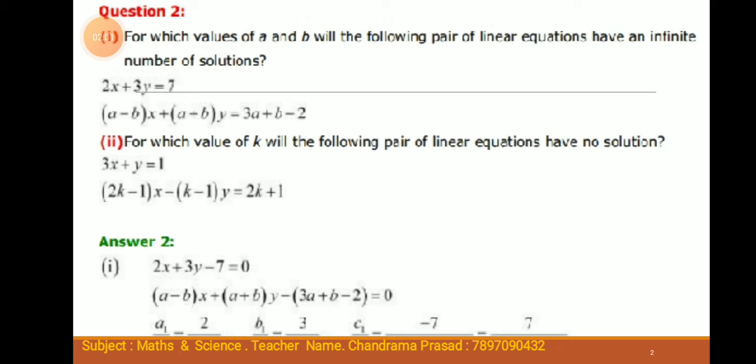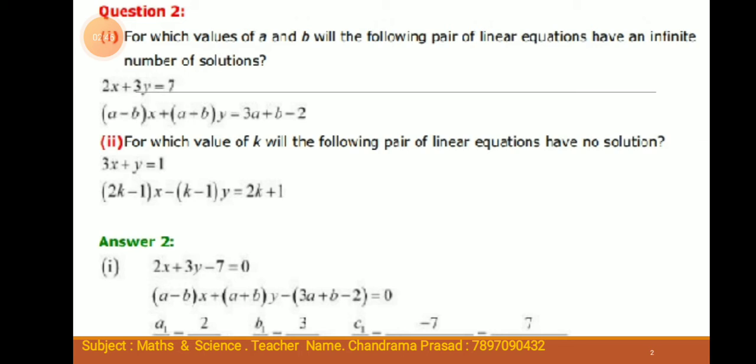For which values of a and b will the following pair of linear equations have an infinite number of solutions? 2x plus 3y equals 7 and (a minus b) x plus (a plus b) y equals 3a plus b minus 2.